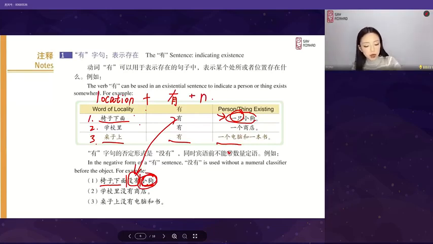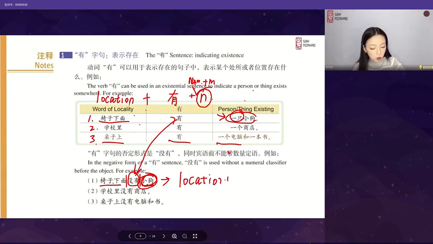Okay, so in this one, before the noun, we actually have a number and then a measure word. But for this one, no numeral classifier, just location plus 没有 plus something. This is the structure.